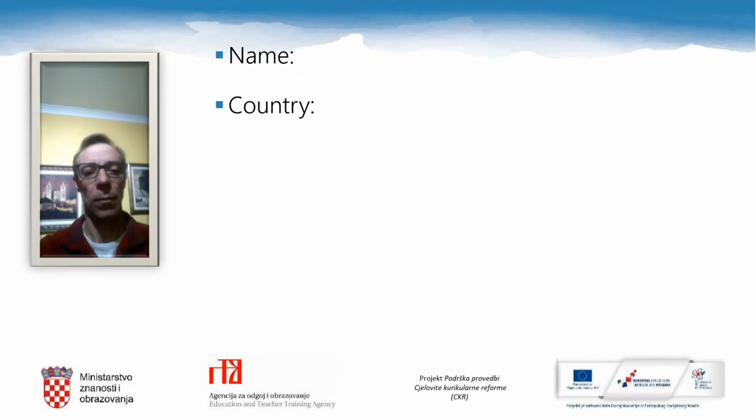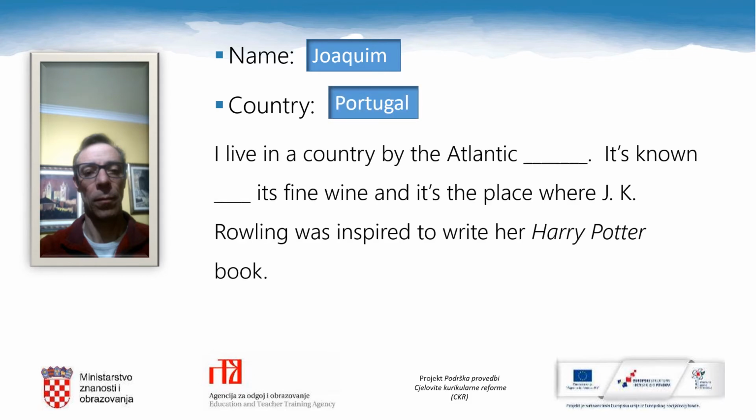So his name is Joaquim. Where does he come from? It's Portugal. And he said, I live in a country by the Atlantic Ocean. It's known for its fine wine, and it's the place where J.K. Rowling was inspired to write her Harry Potter book.